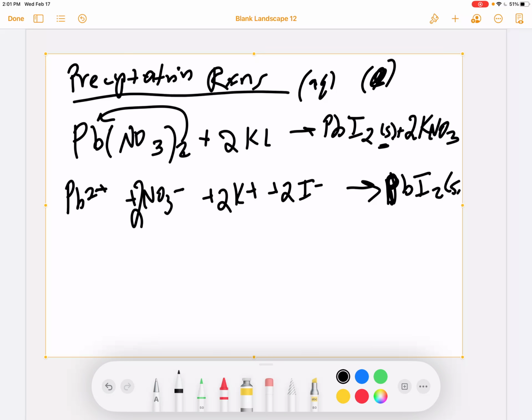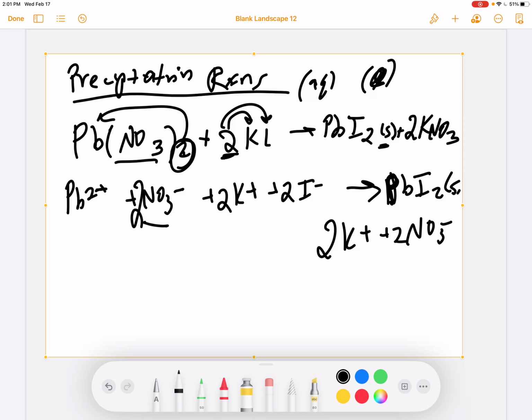And then this precipitates into Pb2 plus, 2NO3 minus. To not get confused, this little 2 down here says that you have 2 NO3. Only when the 2 is in front of the molecule does it apply to both of them. When it's next to a molecule and small on the side, it only applies to one. So you have Pb2 plus, 2NO3 minus, 2K plus, 2I minus.